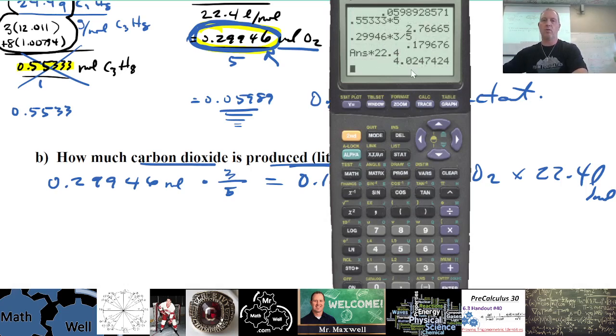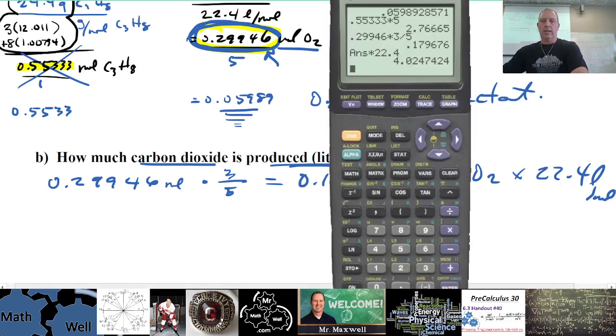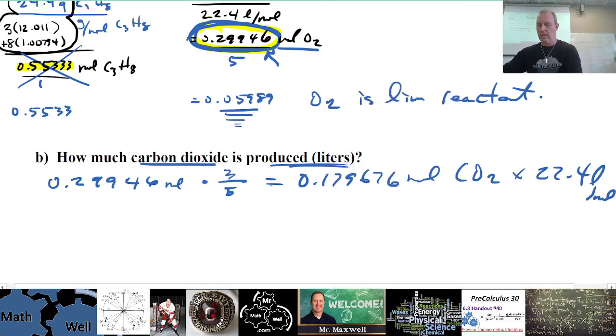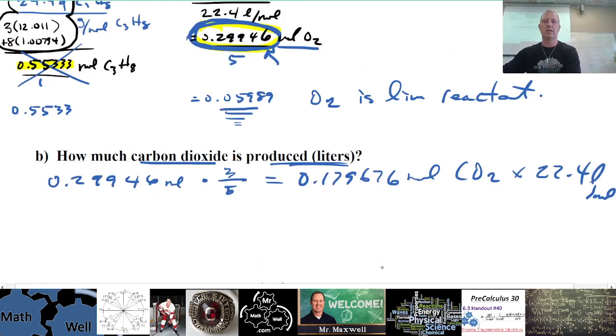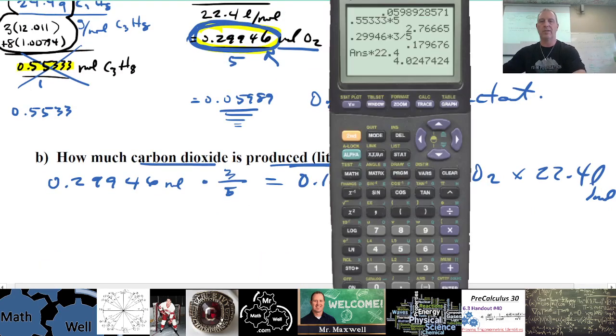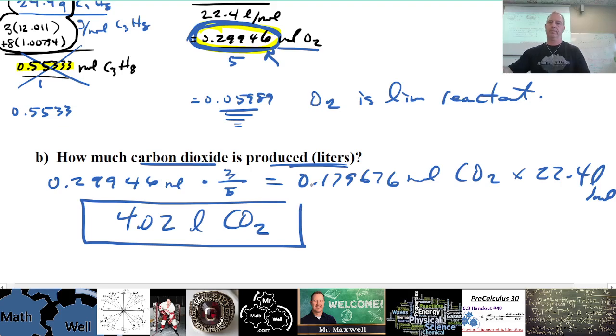So I've actually got 4.02 moles to liters, times your ratio there. All right, so 4.02, what's the sig figs? Okay, sig figs, 3 and 4. So I need 3 sig figs, that's 4.02, and that's going to be liters of CO2 produced. Boom. Hope you're with me so far. So that's A and B.